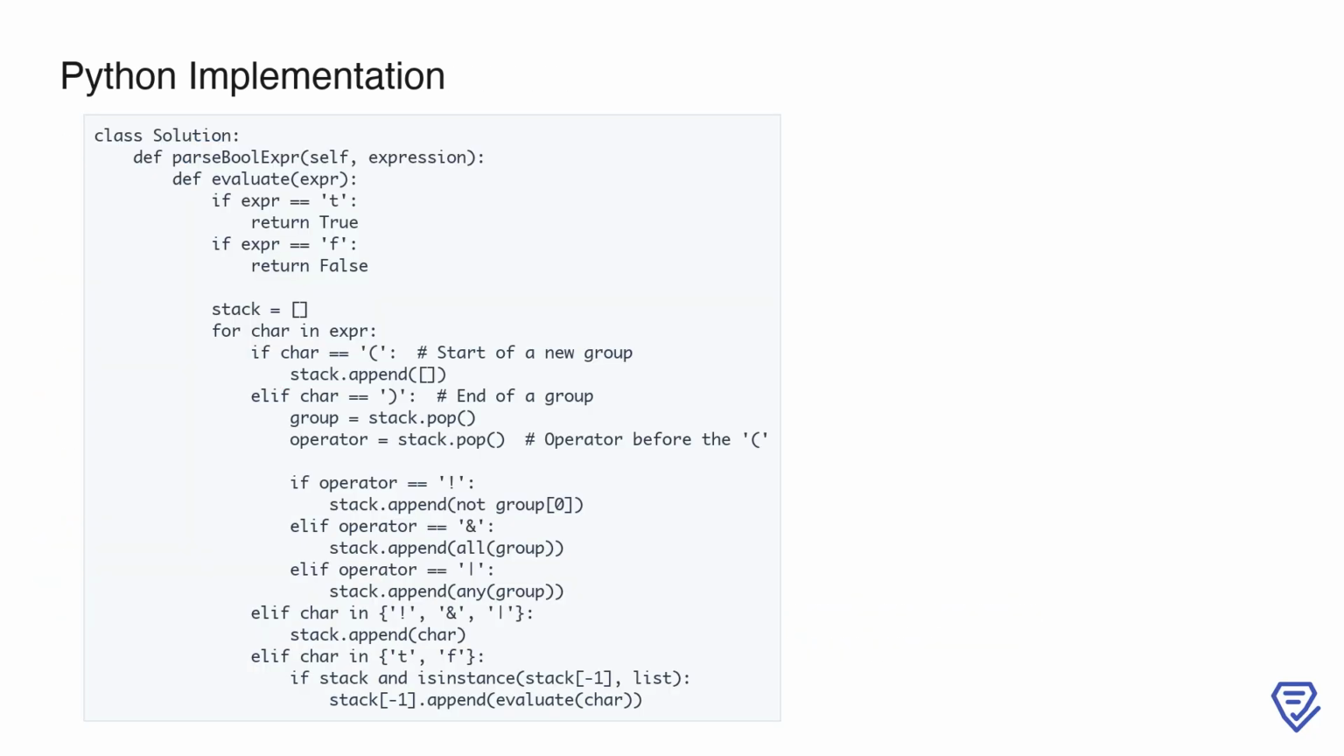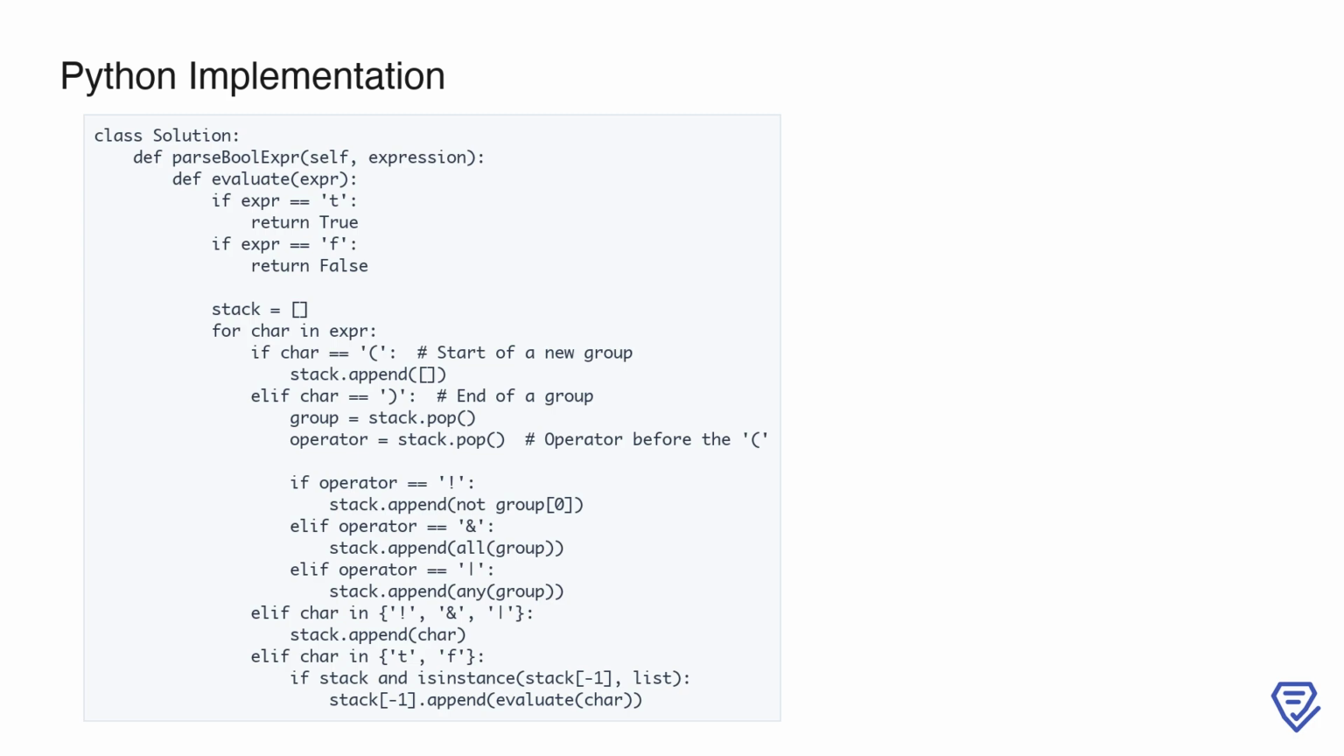Here, we start with the implementation of the parseBoolExpr function inside the Solution class. The function includes a nested helper function called evaluate, which is responsible for recursively processing the Boolean expression. First, the function checks if the input is a literal Boolean value, represented as T for true or F for false, and returns the corresponding Python Boolean values. The implementation then uses a stack to manage the parsing of the expression.